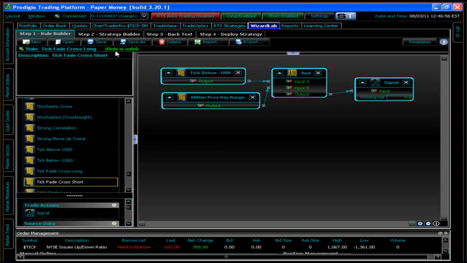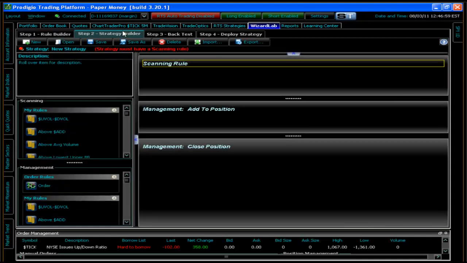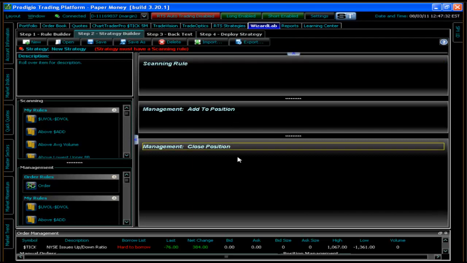And the way that you would create these in the strategy builder is, this is step 2 of the Wizard Lab rule building process. You always have to create strategies because a strategy is the thing that you can deploy. So a rule is like a part. It's a strategy part, but the strategy itself is the thing that joins all of these rules together, additionally joining maybe some orders for position management. And it's this strategy which defines how trading should happen. So for trade optics, that's only going to show you the scanning part of the rule. It's not going to pay attention to this management stuff. That management stuff is going to be for robotic trading.